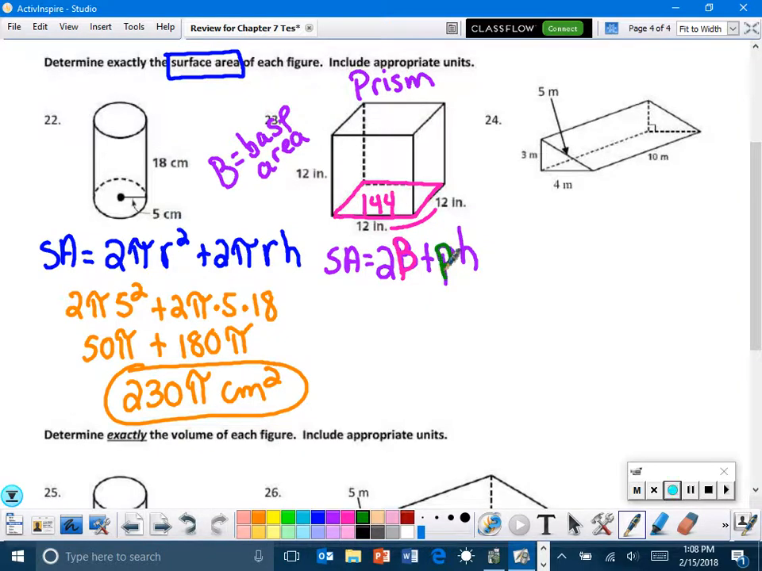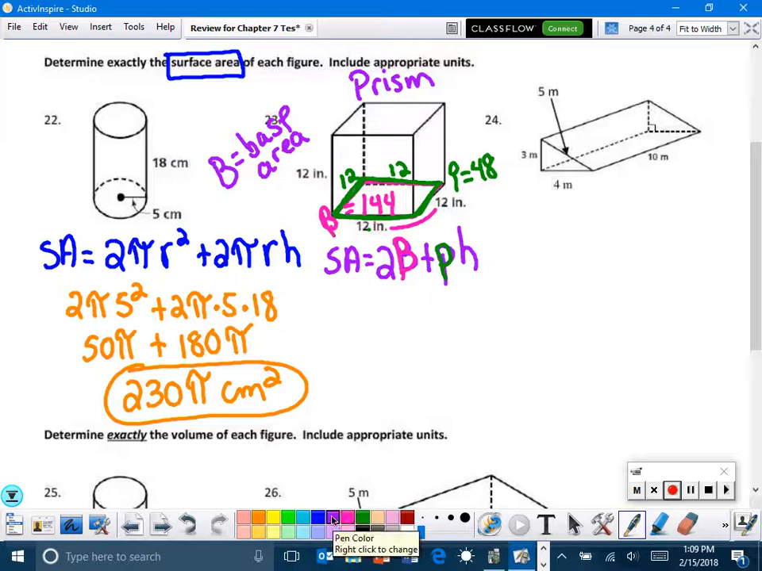P again stands for perimeter. The perimeter of the object, that's the distance around the outside. Okay, well that would be 12 plus 12 plus 12 plus 12. Again, it's the distance around the outside. 12 plus 12 plus 12 plus 12, the perimeter is 48. And h is the height. Well, the height of that object is 12.